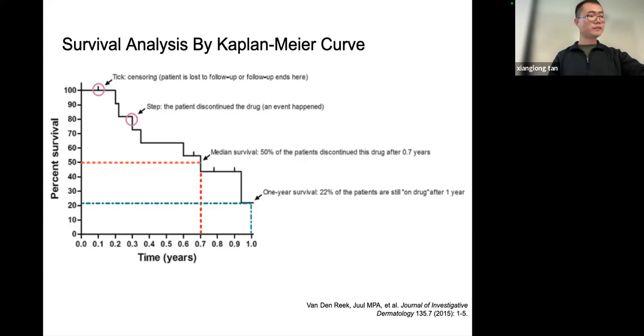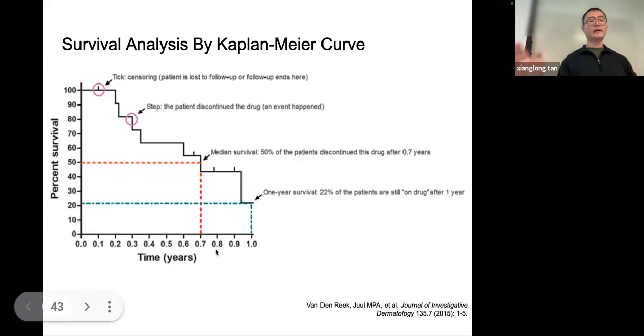If there are no more questions, let's go to the next example, which is the last example of this workshop: survival analysis by Kaplan-Meier curve. Shown here is a demonstration of a Kaplan-Meier curve. Basically, it shows the survival rate at certain time points, where the x-axis is the time of our data collection, and the y-axis is the percentage of survival rate.